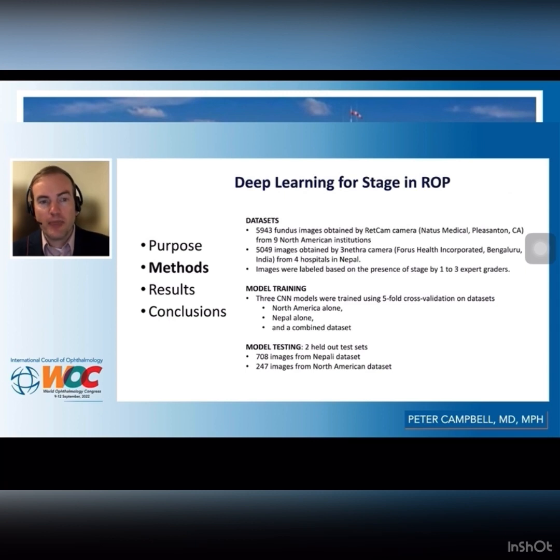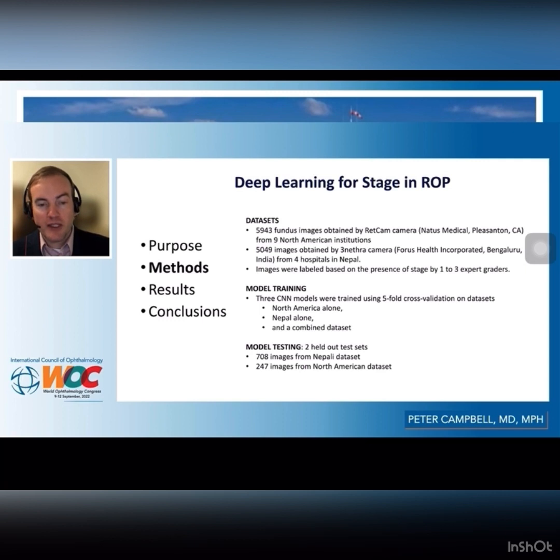What did we do? Well, we used 2 large data sets: more than 5,000 fundus images obtained from the RetCam in North America, and more than 5,000 fundus photographs obtained by the 3nethra Forus camera from 4 hospitals in Nepal. The images were labeled based on the presence of stage by 1 to 3 expert graders. 3 separate CNNs were trained using 5-fold cross-validation. A model was trained on North American data alone, on Nepal data alone, and on a combined data set of North American and Nepalese data.